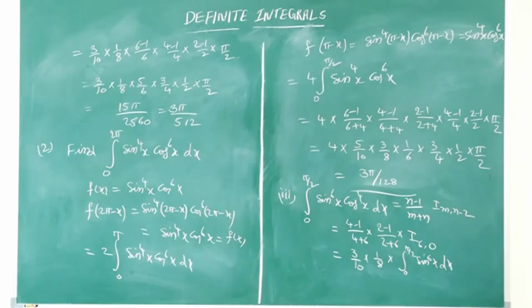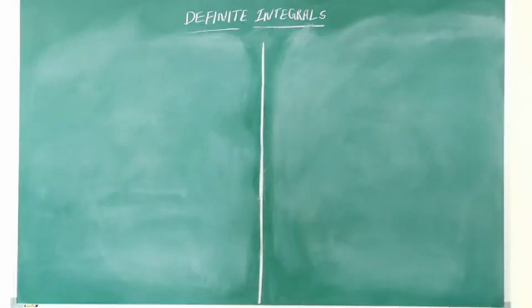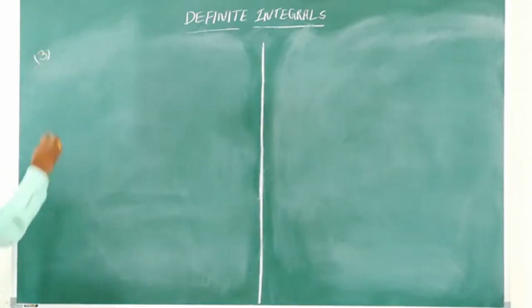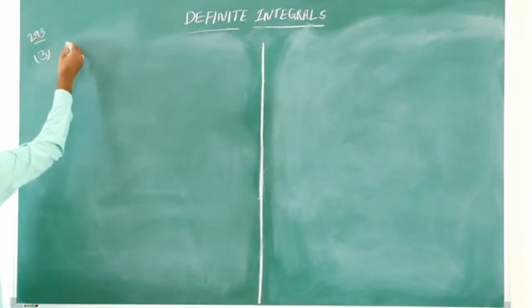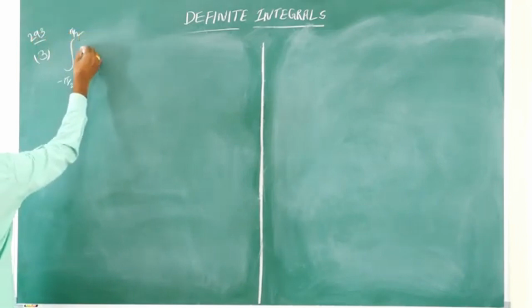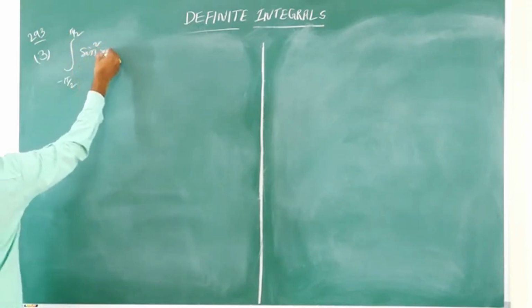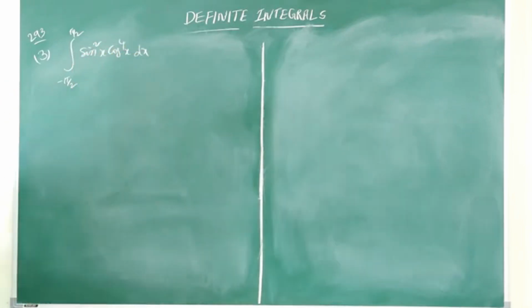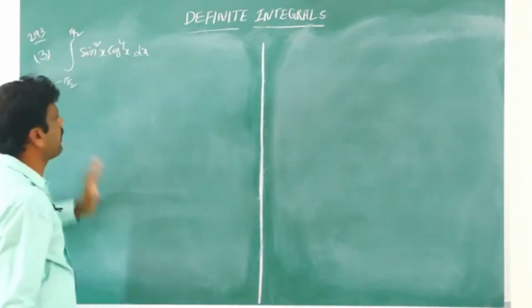Next, problem number 3: integral minus pi by 2 to pi by 2 of sin square x into cos power 4x dx. That's number 293. Here the limits are minus a to a.